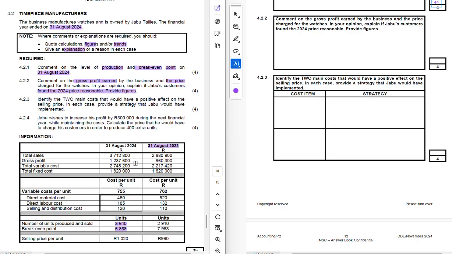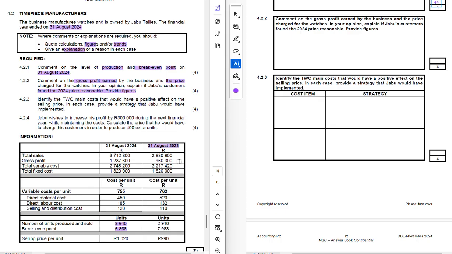And then now you can look at the number of units that were sold. Looking at the number of units sold, it has also improved, which obviously influenced our gross profit. The number of units sold improved from 2,910 to 3,640. That is an improvement. That is great. That is commendable. And it's 25%. Now look at the total sales, which also does affect our gross profit. The total sales also improved from 2,880,900 to 3,712,800. And when you're looking at that, the sales also increased by 28.9%, which is similar to gross profit.